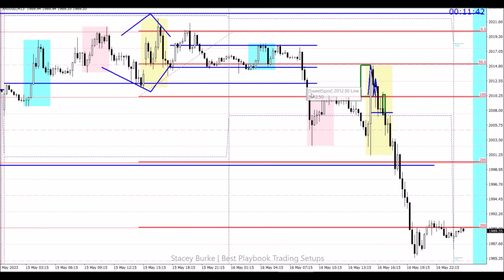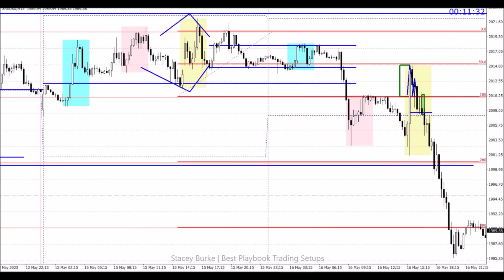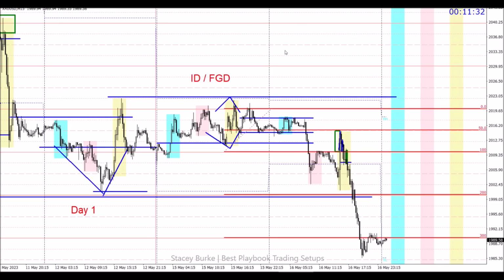100 pops up, 200, 300, pips of drop, 3 levels of drop. Let's go back and look at this. It's day 3. Friday was day 1. Why? Because we had a trapped failed breakout at the low of the week. Where did they go? They traded up into the peak formation.